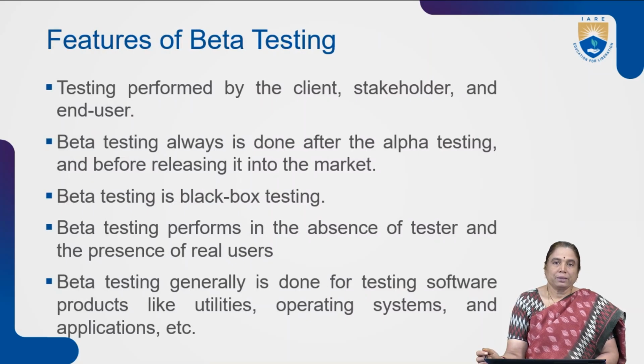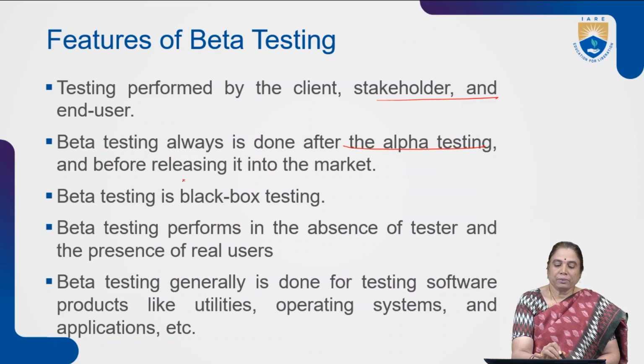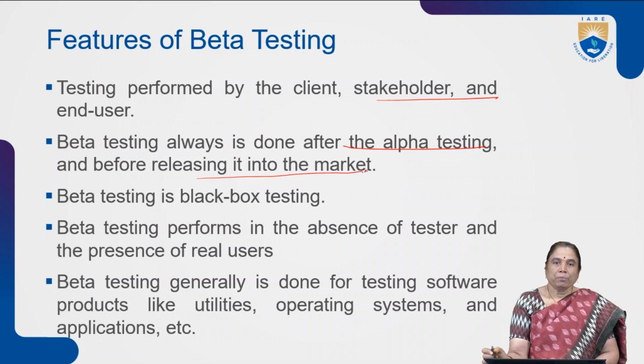The features of beta testing: it is testing performed by the client, stakeholder and end user. So the participants of beta testing are majorly clients, stakeholders and end users. Beta testing is always done after alpha testing and before releasing the product into the market. Beta testing is a black box testing. Majorly the functionality is considered for the testing. Beta testing is performed in the absence of testers and the presence of real users. Beta testing is generally done for software products like utilities, operating systems and applications.